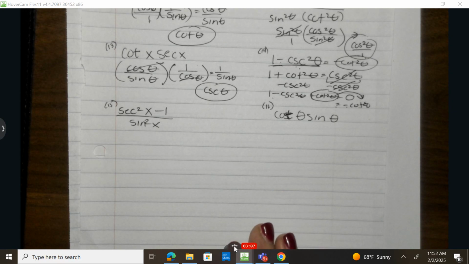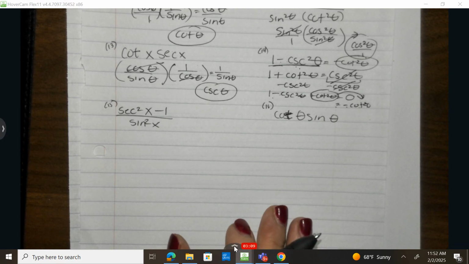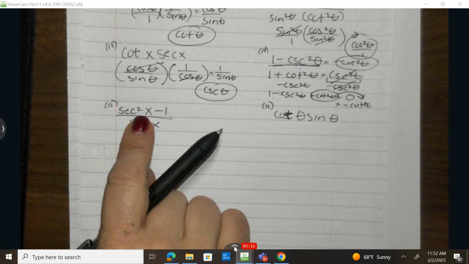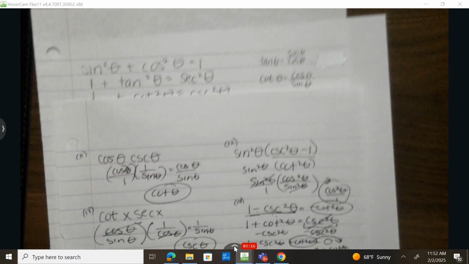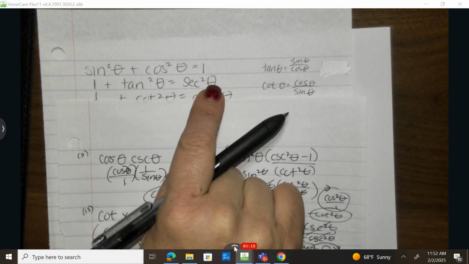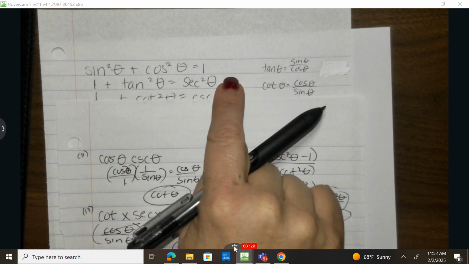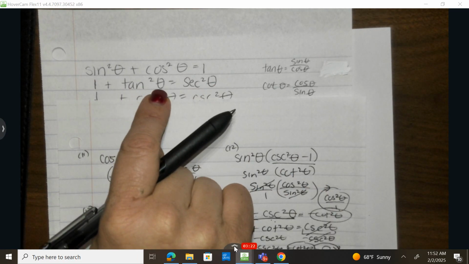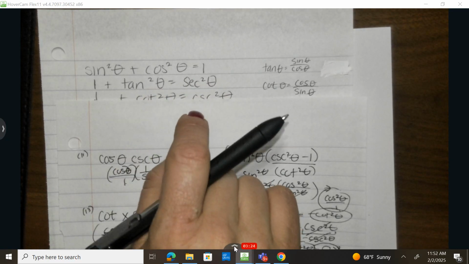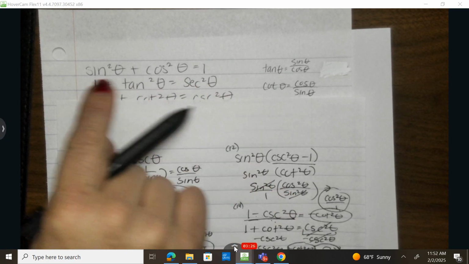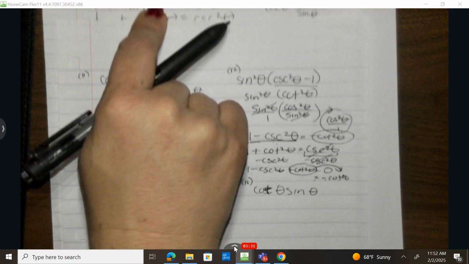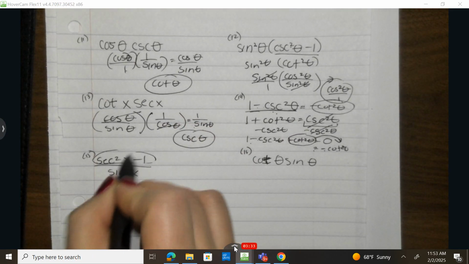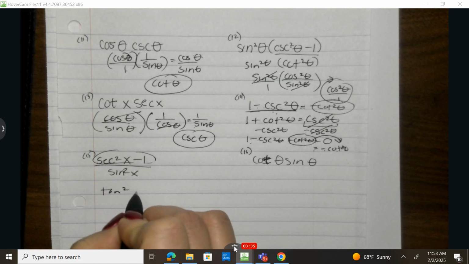Let's look at number 11. Number 11 has a secant squared. So I come up above and it has a secant squared x minus 1. Well, secant squared theta minus 1 is equal to tangent squared theta. Whether you have a theta or an x, it's the same concept. So secant squared theta, moving this 1 to the opposite side would be subtracting it, is equal to tangent squared. This portion right here is equal to tangent squared.